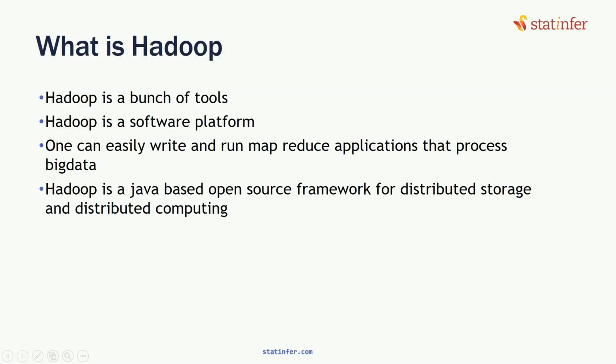Hadoop. What is Hadoop? Hadoop is a bunch of tools. Hadoop is a software platform. What does Hadoop do? Hadoop helps us in running MapReduce applications, and it makes it easy to process big data. Hadoop is a Java-based, free, open source platform. Anybody can download and install Hadoop. Once you install Hadoop, MapReduce programming, network computing, and distributed computing become very easy.